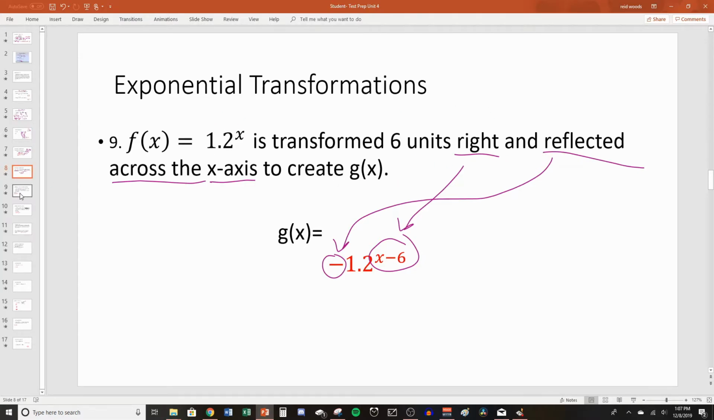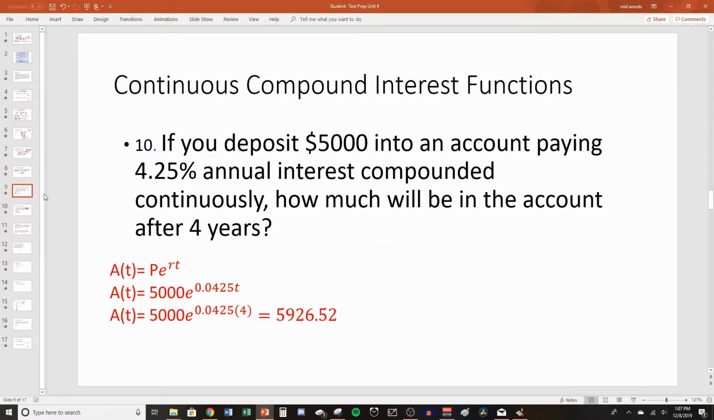Let's go to number 10 now. That says if you deposit $5,000 into an account paying 4.25% annual interest rate compounded continuously, so that's important, how much will there be in the account after 4 years? So this function right here is what we're going to be using. That's the formula that you need for continuous compound interest. This E value is something that you can get in your calculator.